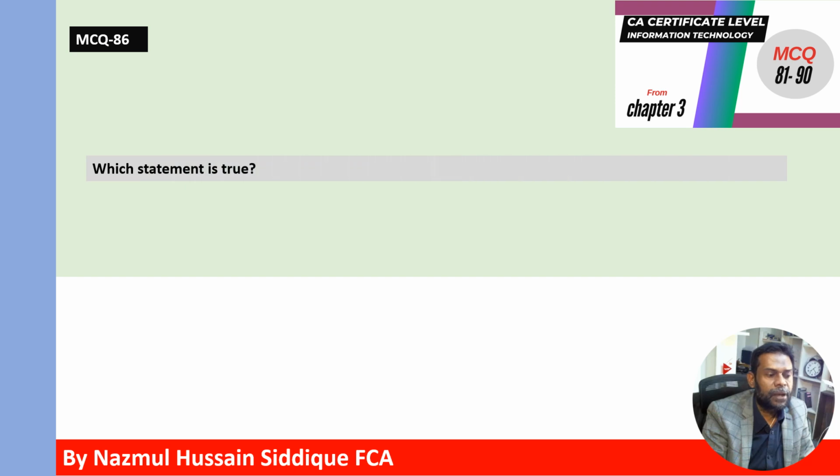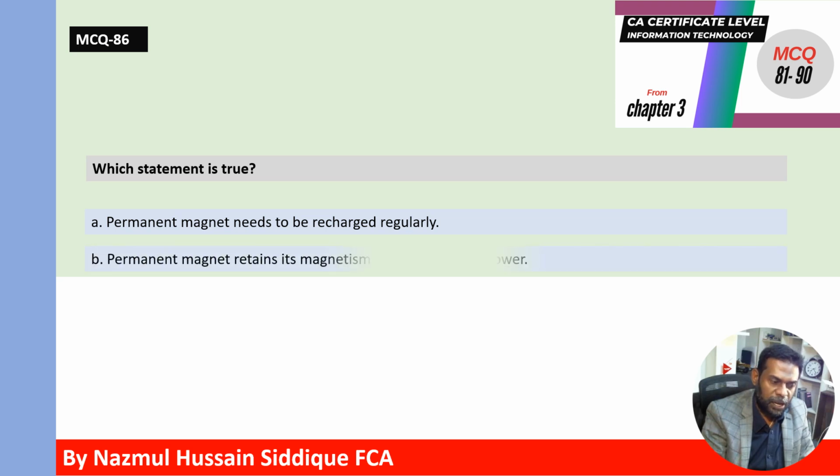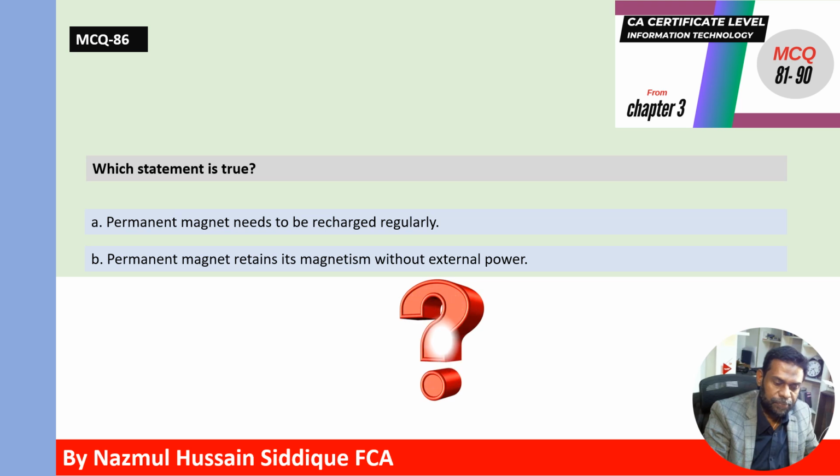Question 86. Which statement is true? Option A, a permanent magnet needs to be recharged regularly. Option B, a permanent magnet retains its magnetism without external power. We have to find out the true statement among these two. The true statement is B, a permanent magnet retains its magnetism without external power.